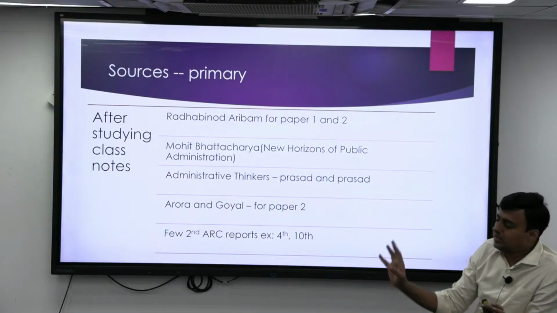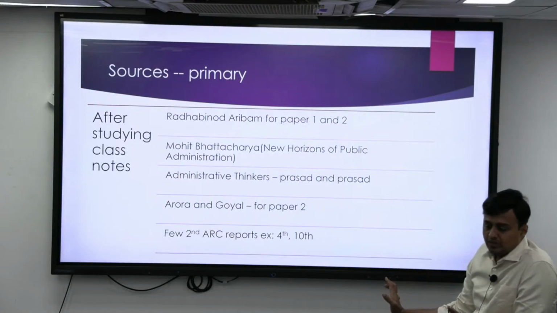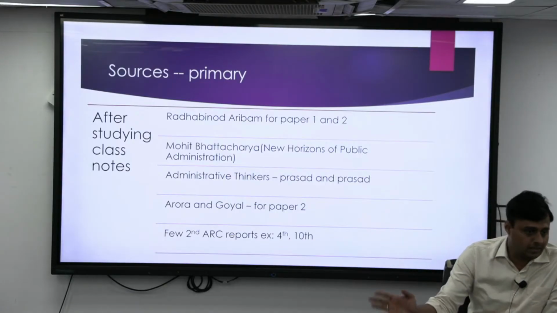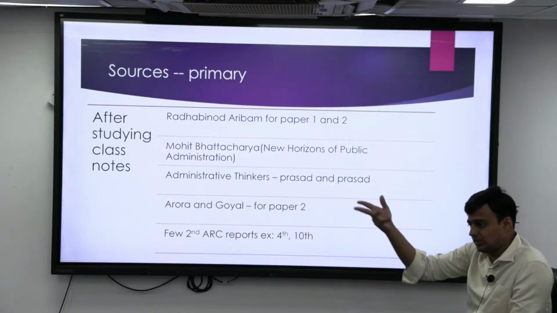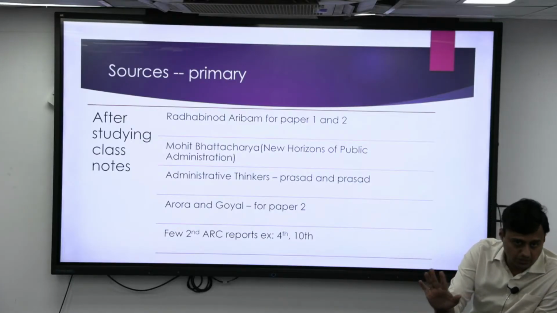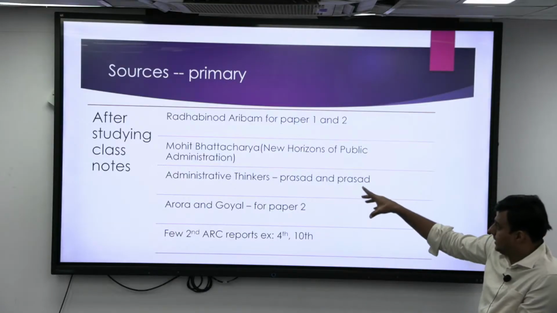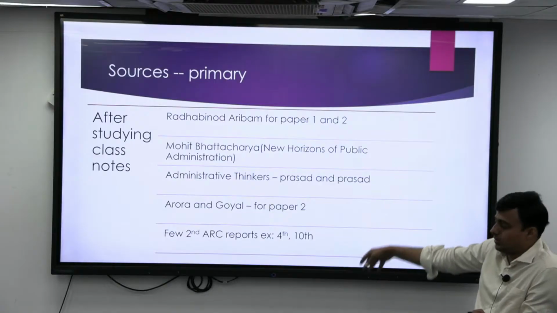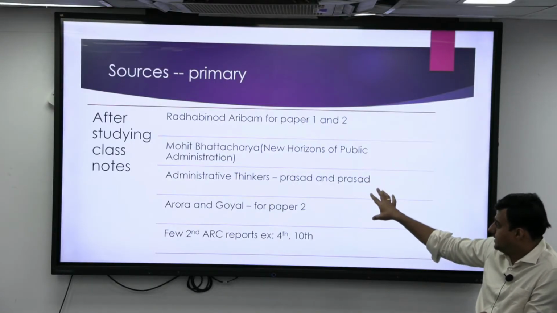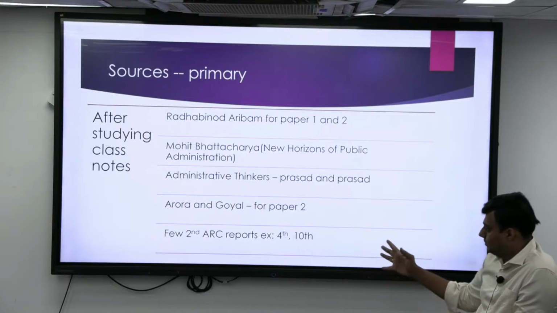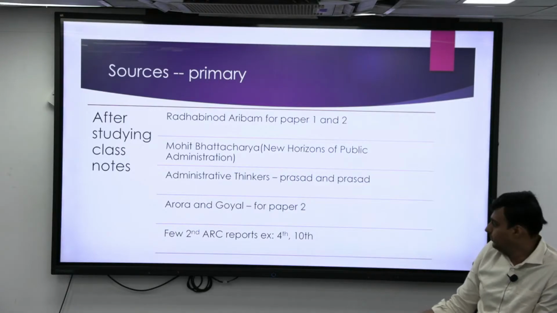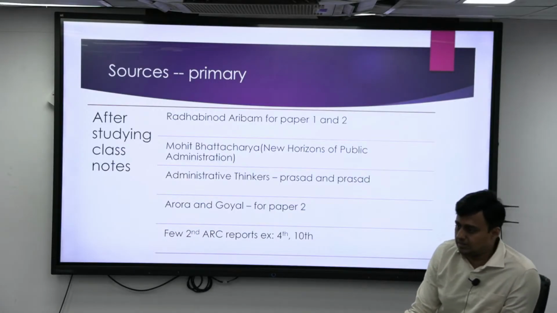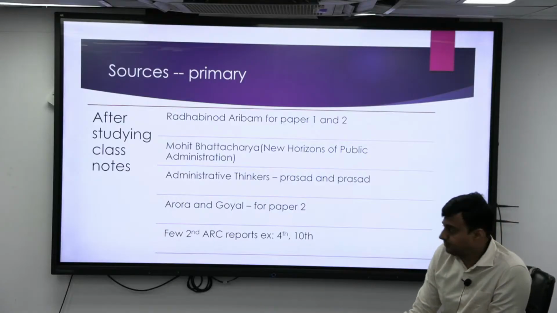In the beginning, if you want to buy the books, you can buy. You don't have to directly study these chapters, because I'll take care of the basics. Of course, we'll also refer to these books only. Then you can do the value addition. Clear? These are your books. Radha Binod Behari, who is an IAS officer also, has compiled it both for paper 1 and paper 2. Then you have Mohit Bhattacharya, very famous for paper 1, Thinkers paper 1, Arora and Goyal for paper 2, and then a few Second ARC reports, not all of them, most importantly personnel administration, like that. But again, we'll discuss it later.